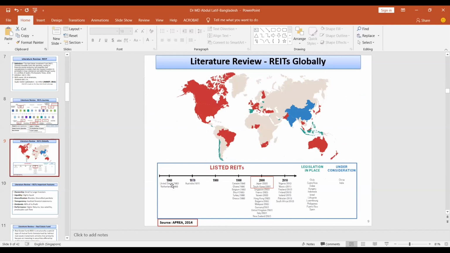It was initiated in the 1960s, then Australia in the 1970s, and in the 1990s Canada, Ghana, and Belgium. Some Asian countries like Japan and South Korea initiated it in 2000 and 2001, then Singapore in 2002. In other Asian countries like Pakistan, it was initiated by an Act in 2013, and China and India are under consideration. So the new entrants are Asian countries: Pakistan, China, and India.